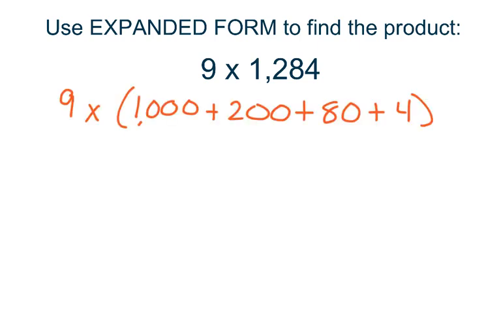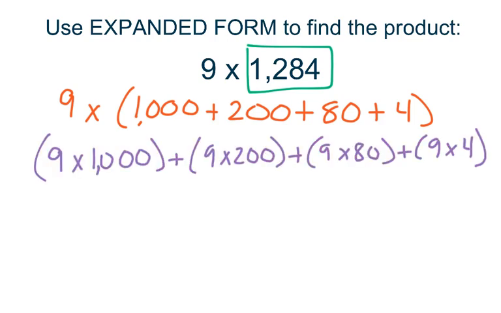Okay, this is what you should have to start with expanded form. With expanded form, the first thing that we do is expand our number and then have our multiplication times that additional number off to the side. So 9 times 1,000 plus 200 plus 80 plus 4. My next step is to distribute my 9 and multiply it by each piece. So here I have 9 times 1,000 plus 9 times 200 plus 9 times 80 plus 9 times 4.